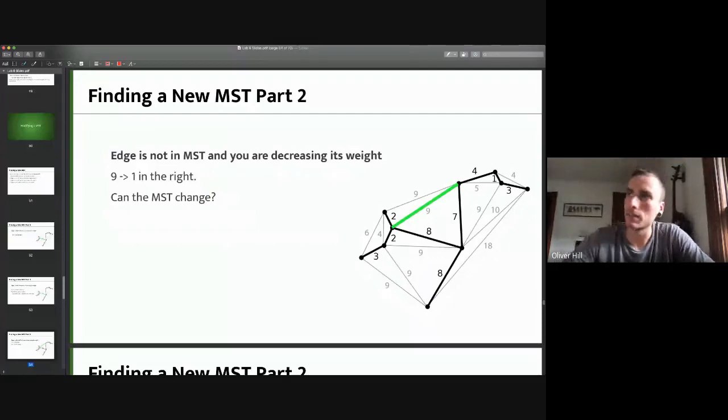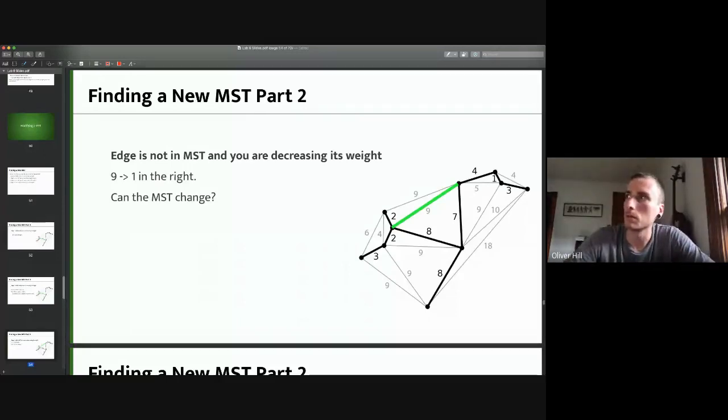Edge is not in the MST, and we're decreasing the weight. So we're taking that edge, and we're going from 9 to 1. Do we need to do anything? First question. Do we need to do anything? Make sure you push back the lowest one. I'm looking for more of a yes or no here. Yes. Great. Thank you.